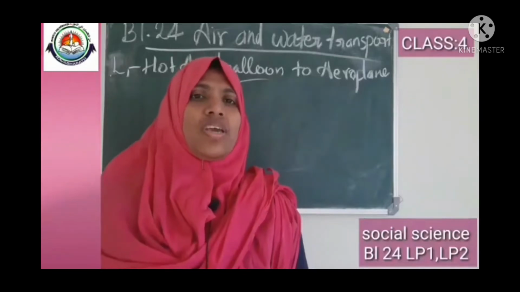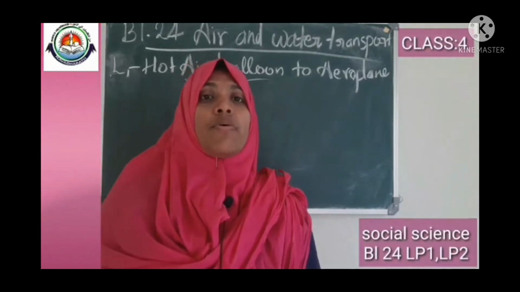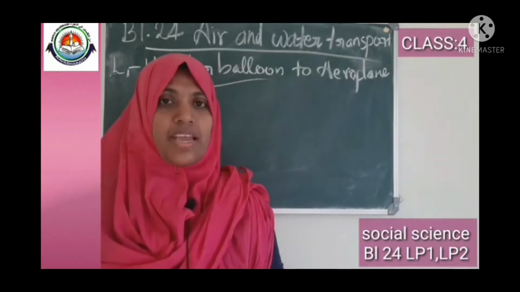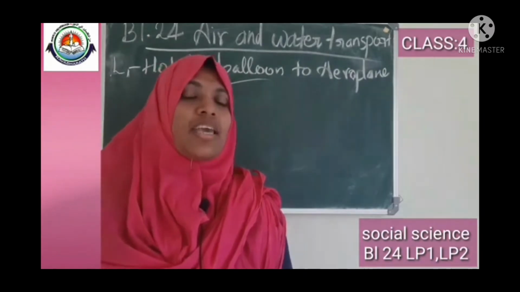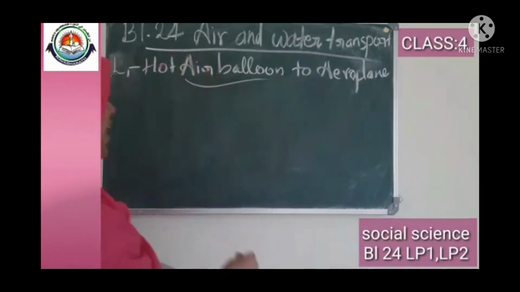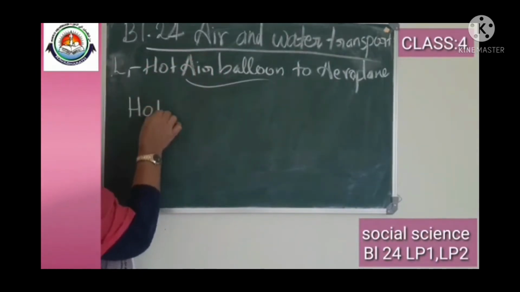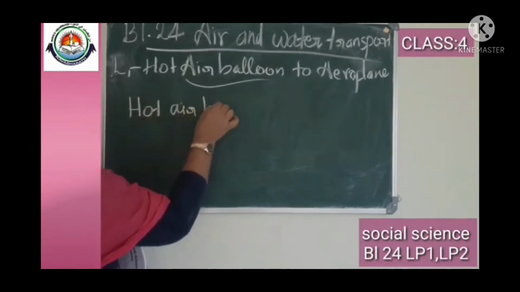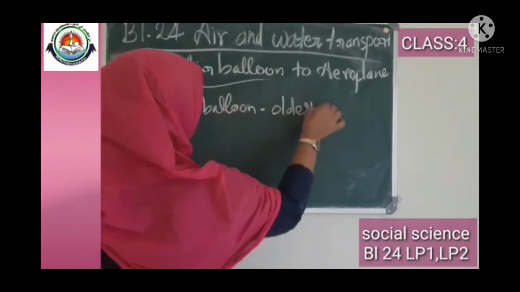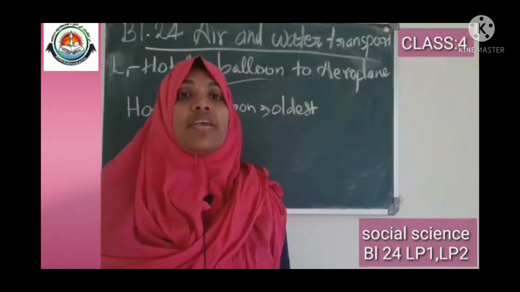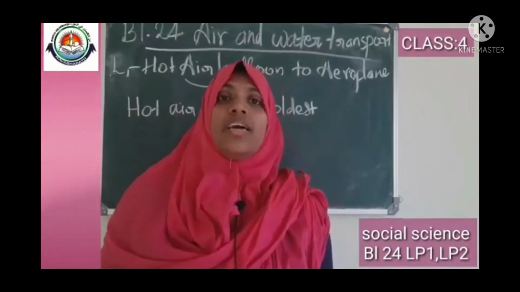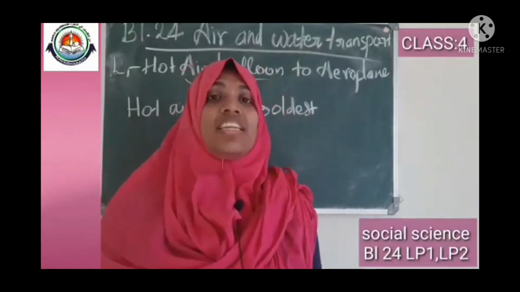So children, we can discuss all these types of aeroplane. Now we can understand which is the oldest aeroplane and which is the newest. Okay, which is the oldest? Hot air balloon is the oldest aeroplane. We got the idea from gas balloons and thought of flying in a hot air balloon first in 1783.